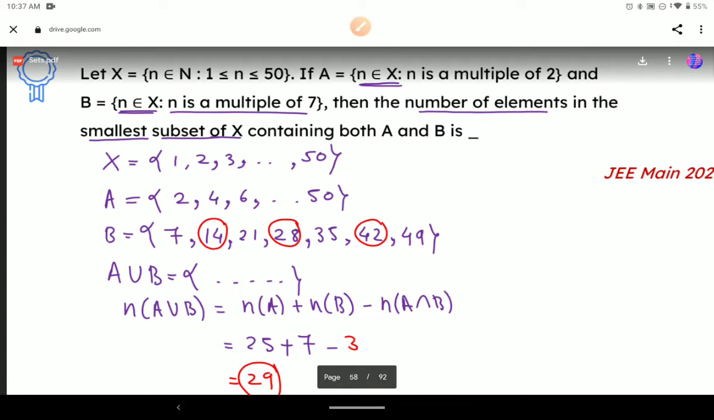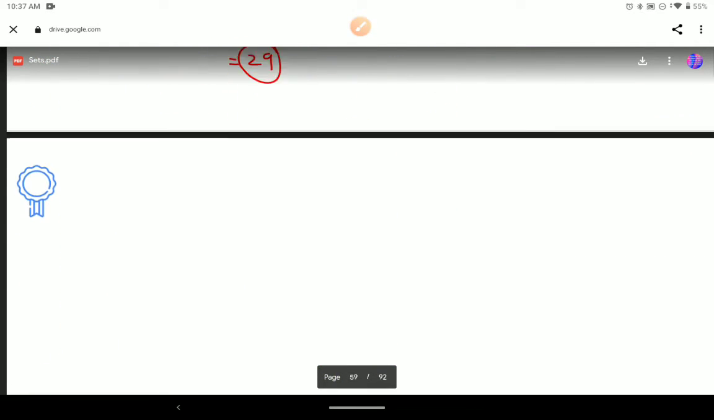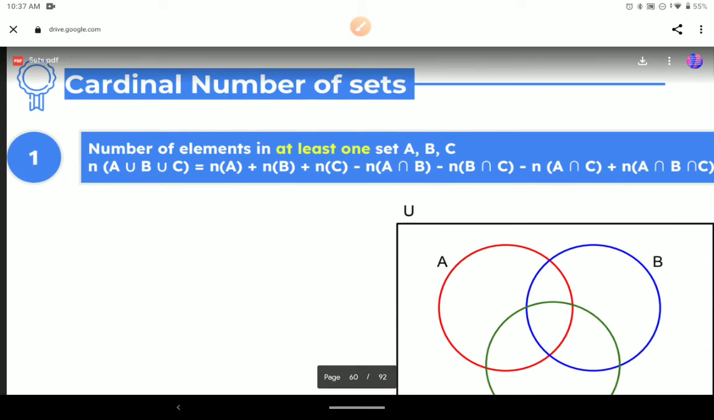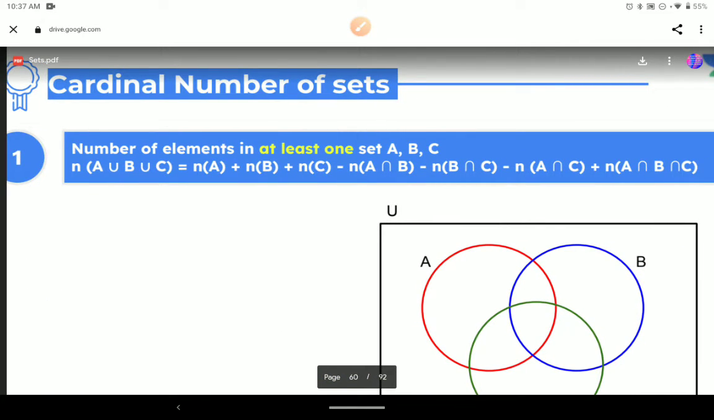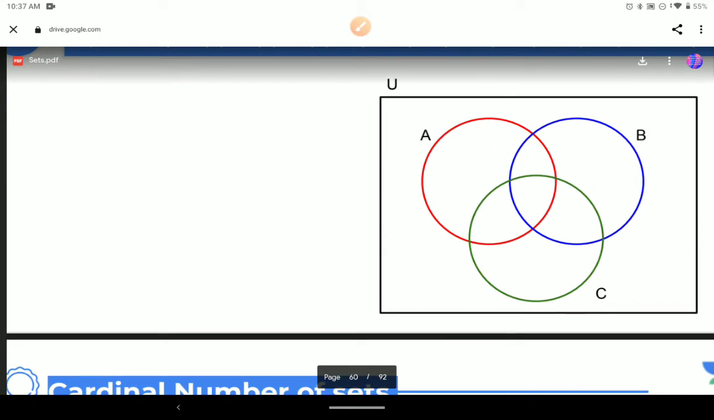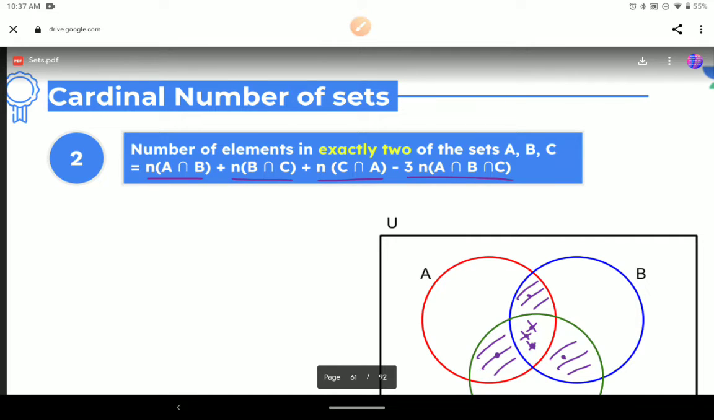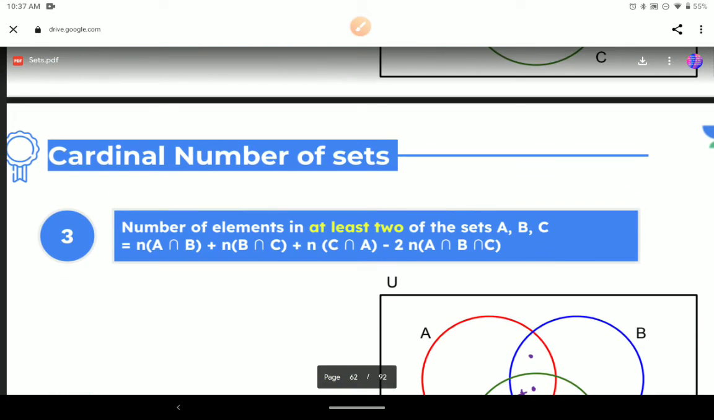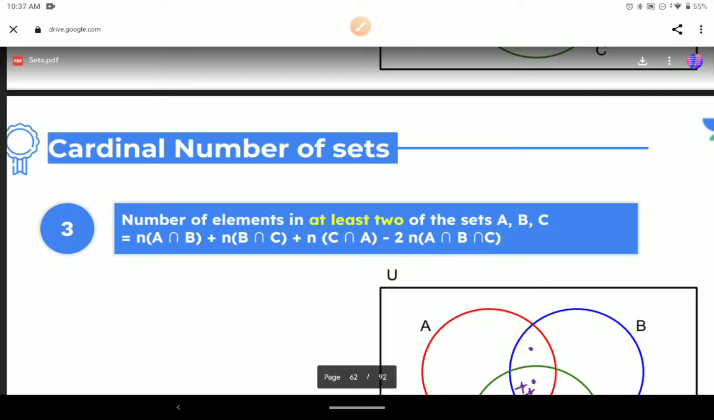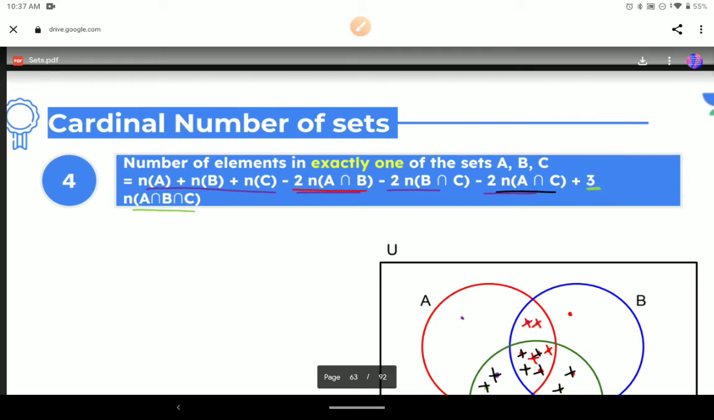See, these are all the same type of questions. And there are four properties of the cardinal number of sets which are very essential for JEE Main, which will be asked every time, and they will be very logical, but we get confused and cannot obtain the answer clearly. So see, the number of elements in at least one set, the formula is this, and the number of elements in at least two of the sets, at least two and exactly two. Make note of that. Exactly one.